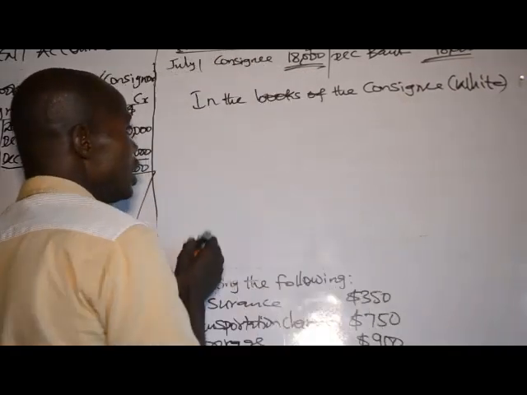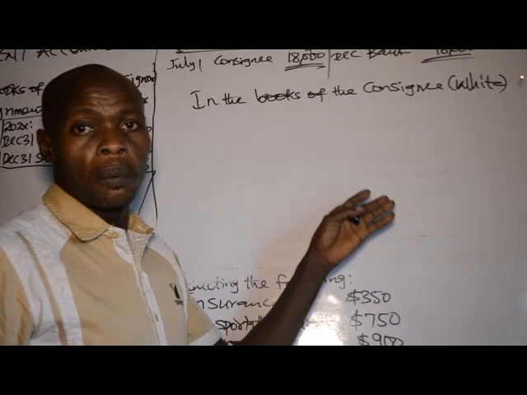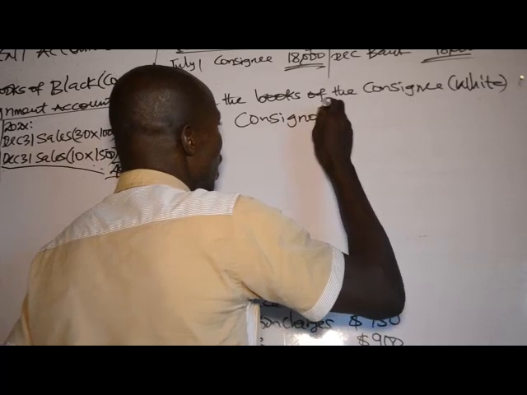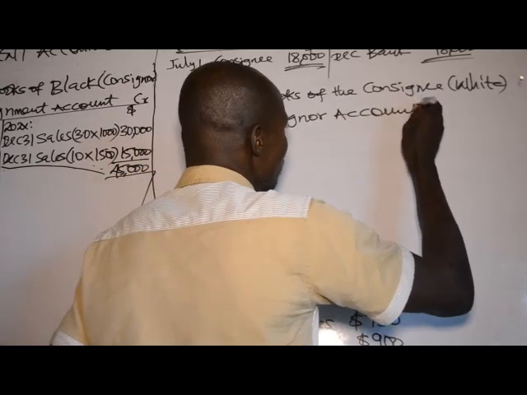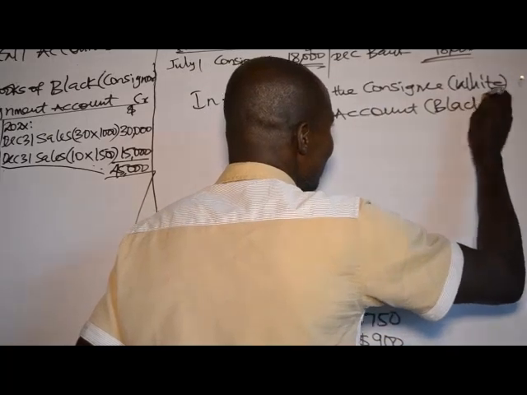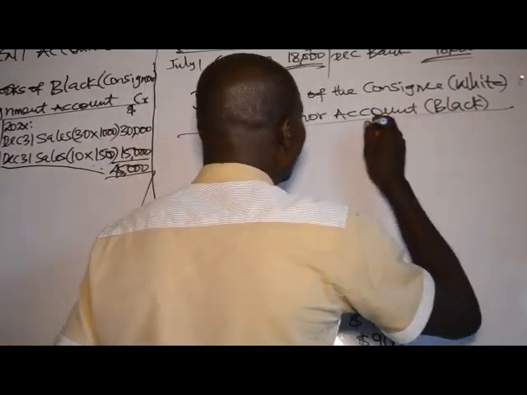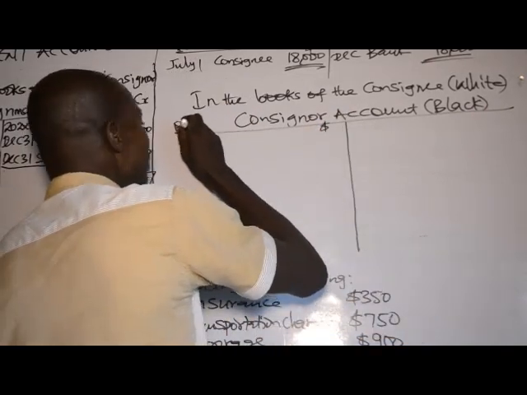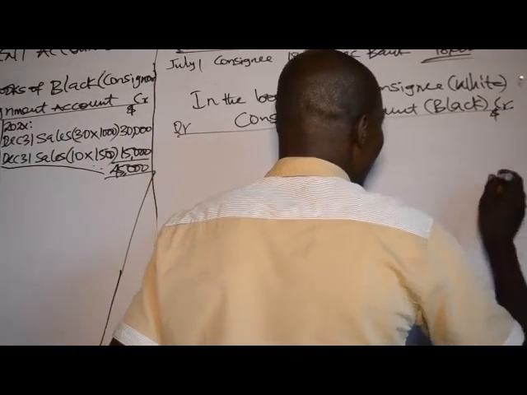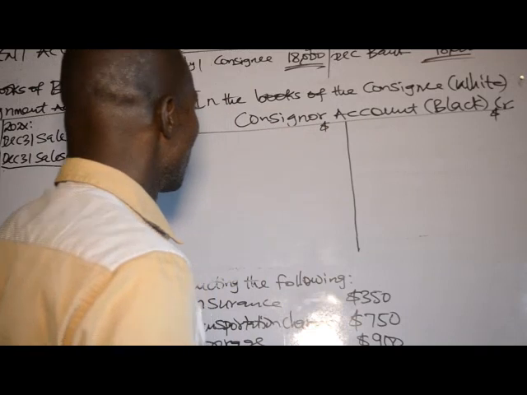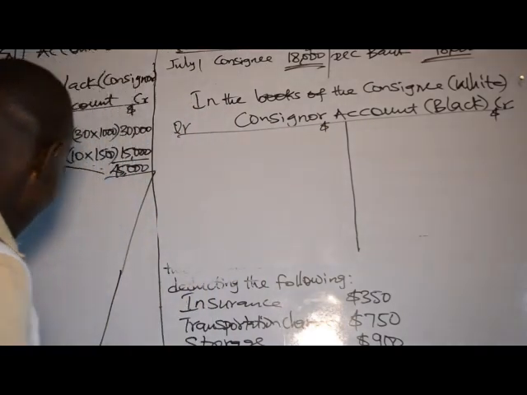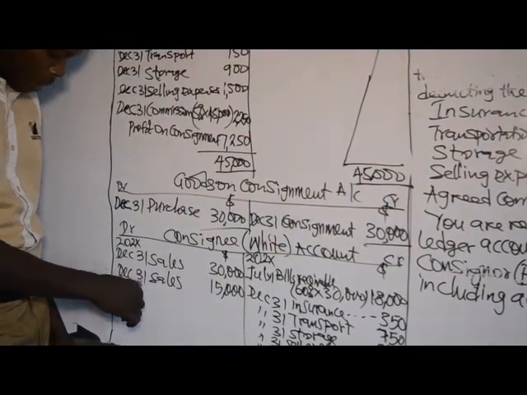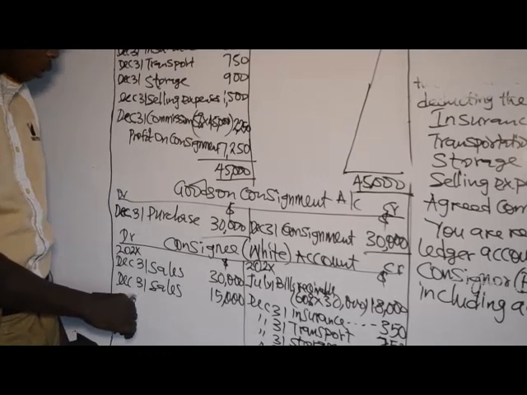White is the consignee, that is the agent. It is the consignee that will open the account of the consignor. So we have the consignor account. That is the black account. The consignor account is the opposite of the consignee account we have opened. This is just a creditor account. The consignor is a creditor to the consignee. So, the sales which have been debited in the consignee account will be credited to the consignor account.